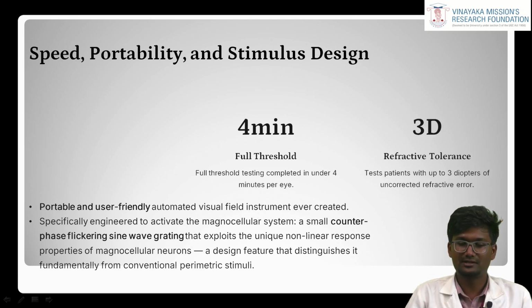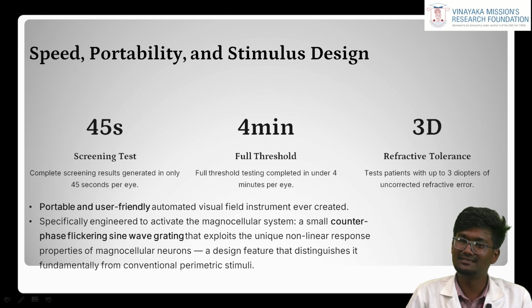Three diopter refractive tolerance: the test can be done on a patient with up to 3 diopters of uncorrected refractive error. In white on white perimetry, there are possible chances of lens refractive error, so for screening purposes there will be chances. In this FDT, up to 3 diopters, there is no necessity to put trial lenses for the perimeter. There are no such requisites for this FDT.